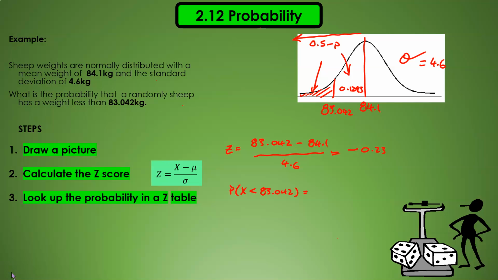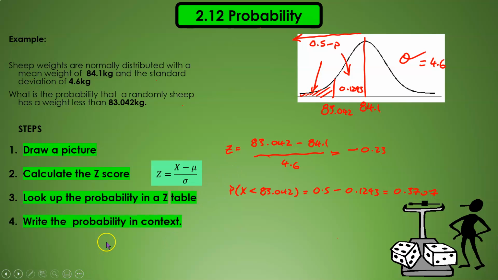Now to work out our final probability, or that shaded area, we have to go 0.5, which is half the data because it's below the mean, take away 0.1293. If we quickly do that on our calculator, 0.5 minus 0.1293 gives us the answer 0.3707.